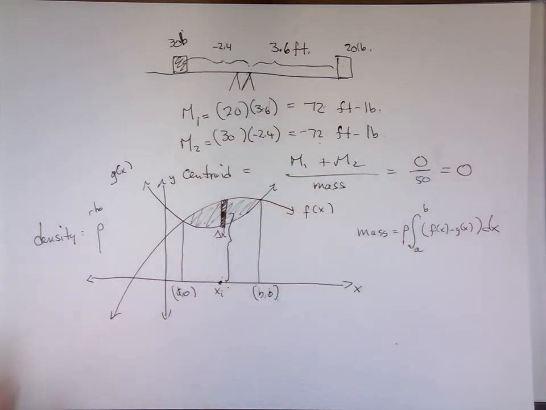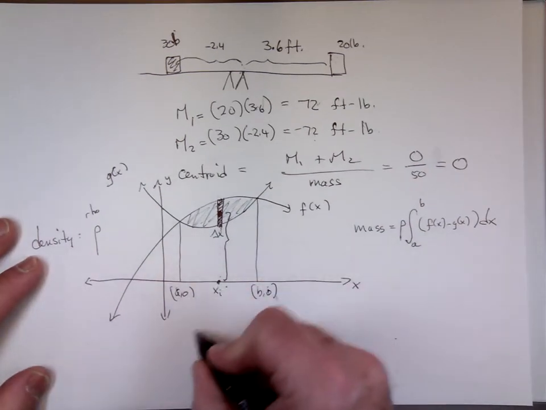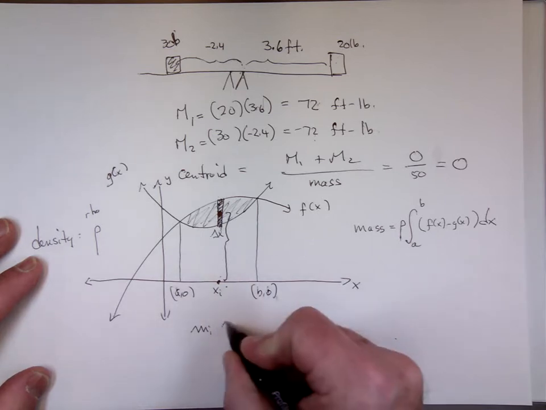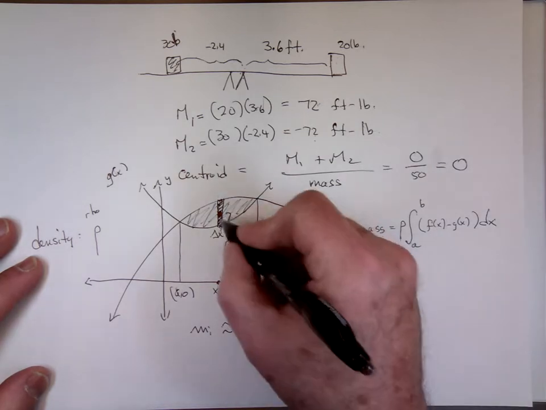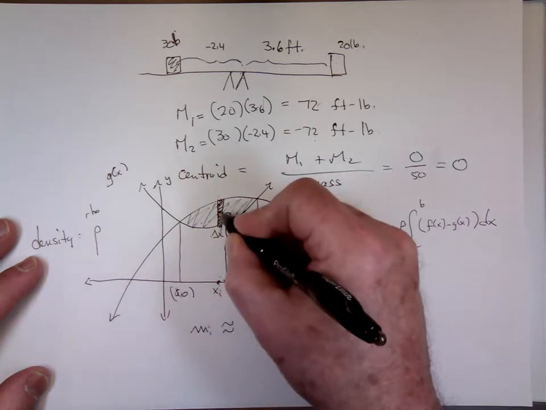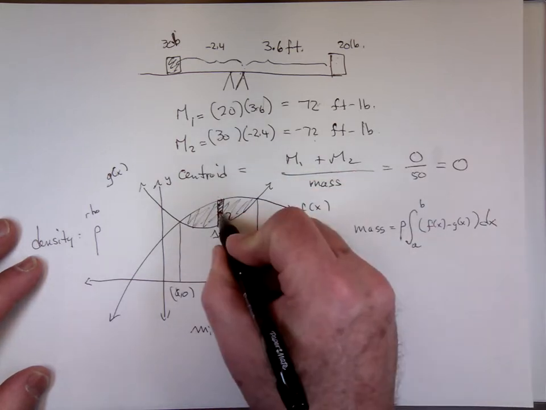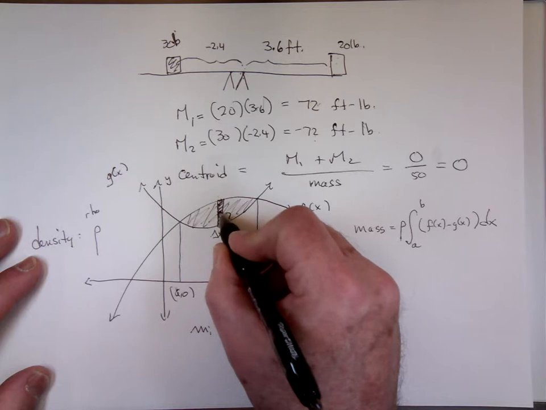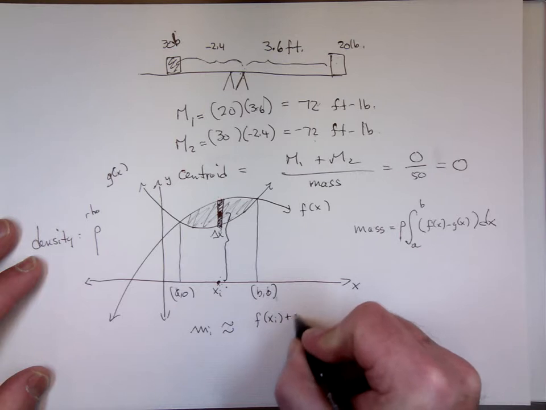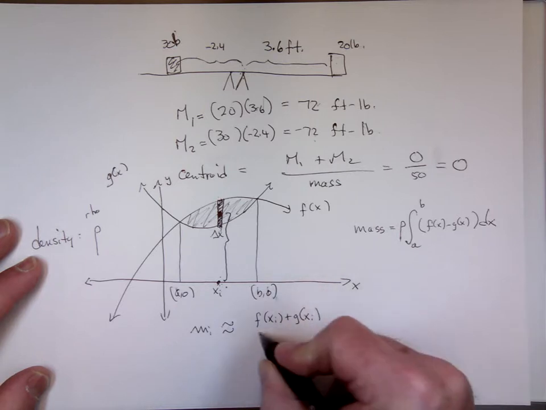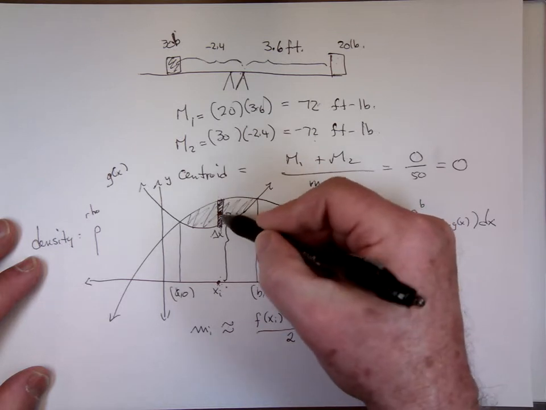So here's what I have for my moment. This moment, the ith moment, is going to be approximately equal to this distance. This distance is equal to the distance from the x-axis to the midpoint of this point. The midpoint here is the sum of the two functions divided by 2. That's how you get the middle of this. You add this plus this and divide by 2. That's how you get the midpoint. Okay? Now, that's the distance.